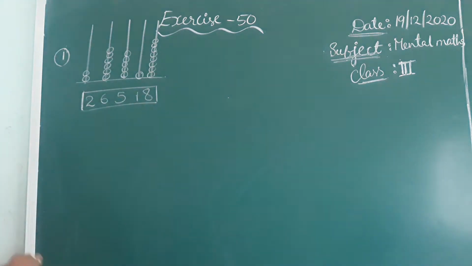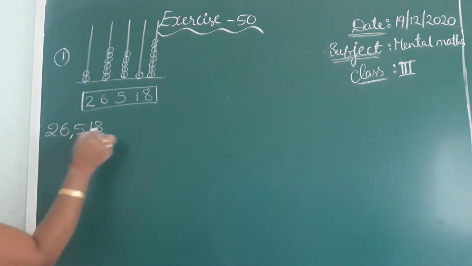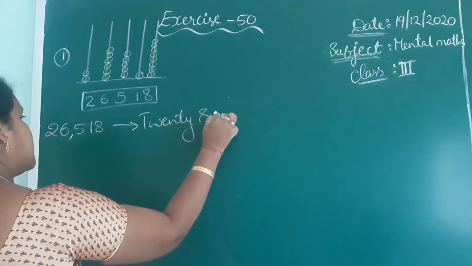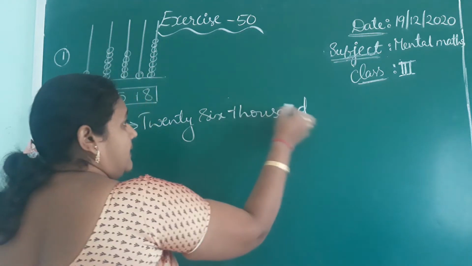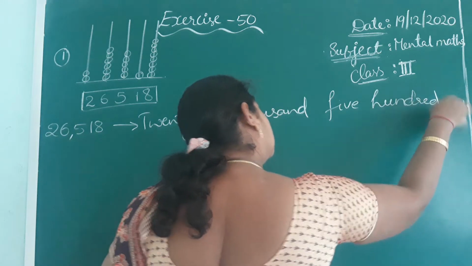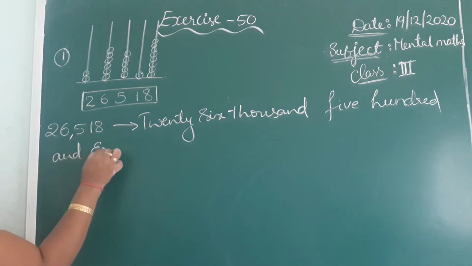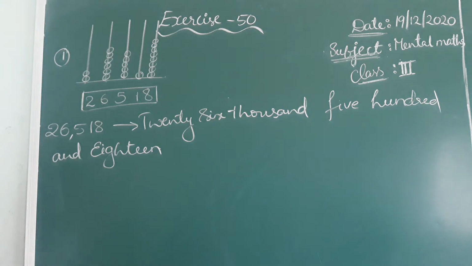This is the number. Okay, what is this number, children? Can you write this number? 26,000. 26,518. See the second one, Nana.